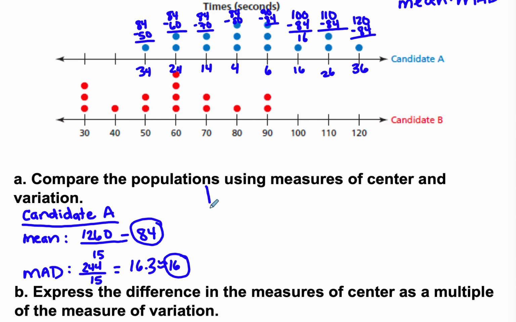All right. Now we're going to do the same exact thing for candidate B, and then we'll compare them. So go ahead and pause the video and calculate the mean and the MAD for candidate B. So go ahead and pause, try these two.